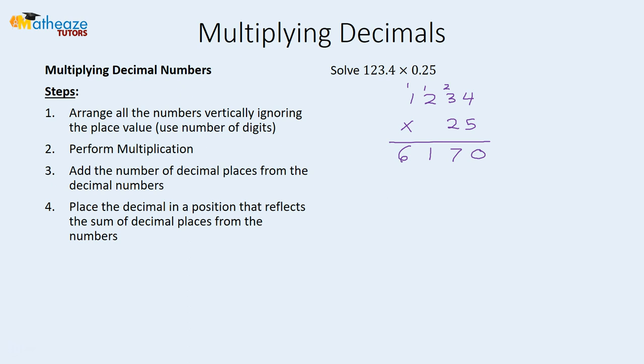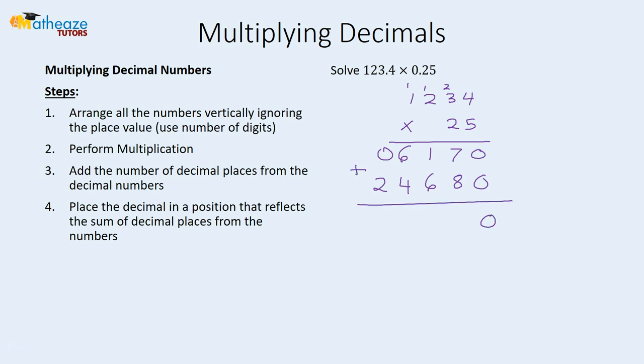So now we go to the tens place, so we'll put a 0 here. 4 times 2 is 8. 3 times 2, 6. 2 times 2 is 4. 1 times 2 is 2. So I'm going to put a 0 here, and then we can add this up together.